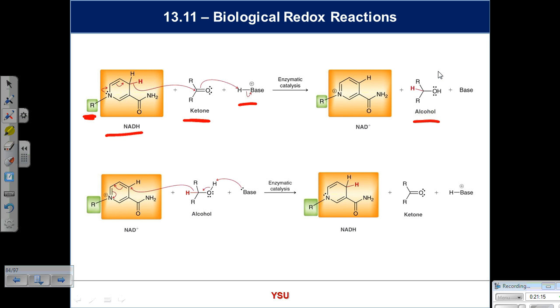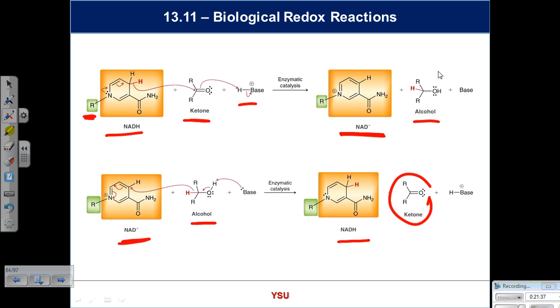But then you need to do the opposite too. Obviously in biology, you can't use dichromate. It'll kill you. Right? So you've got to use something a little bit more sensible. And it turns out that the opposite can happen. The oxidized component over there can now be used as an oxidant to react with alcohols to give you, in this case, a ketone. Right?